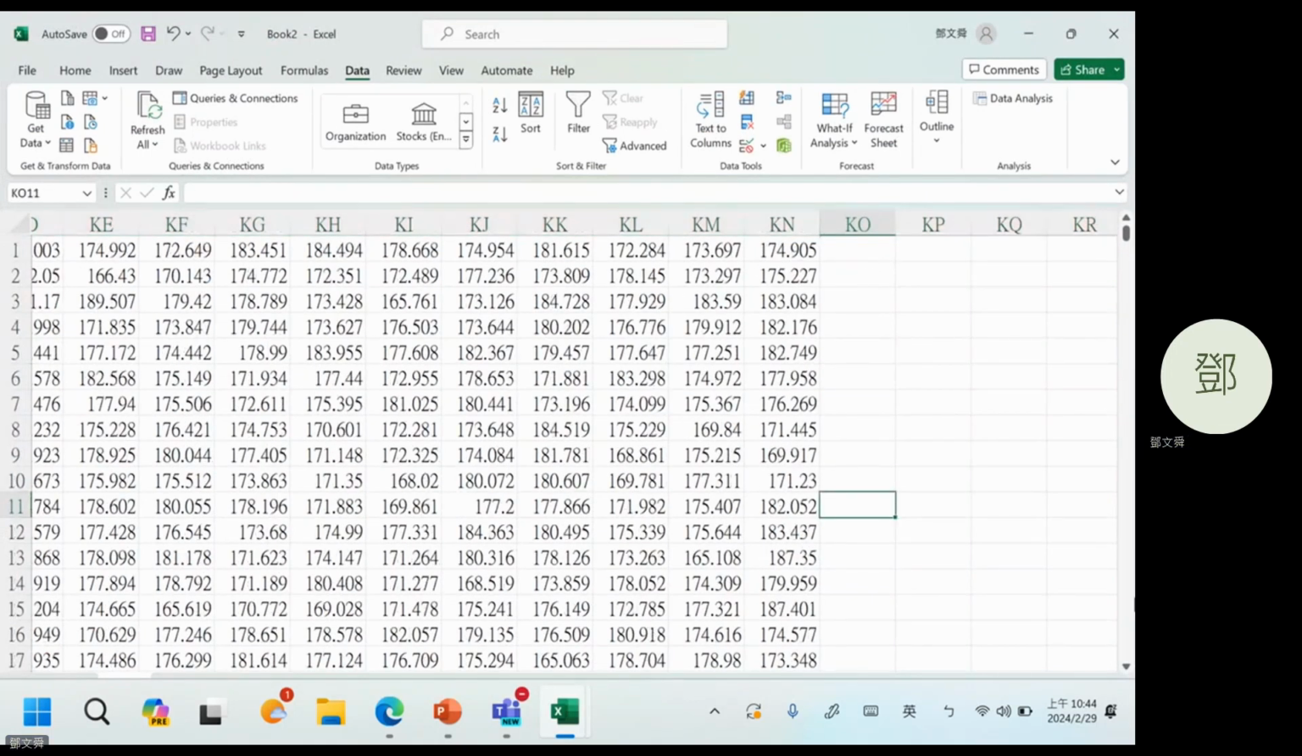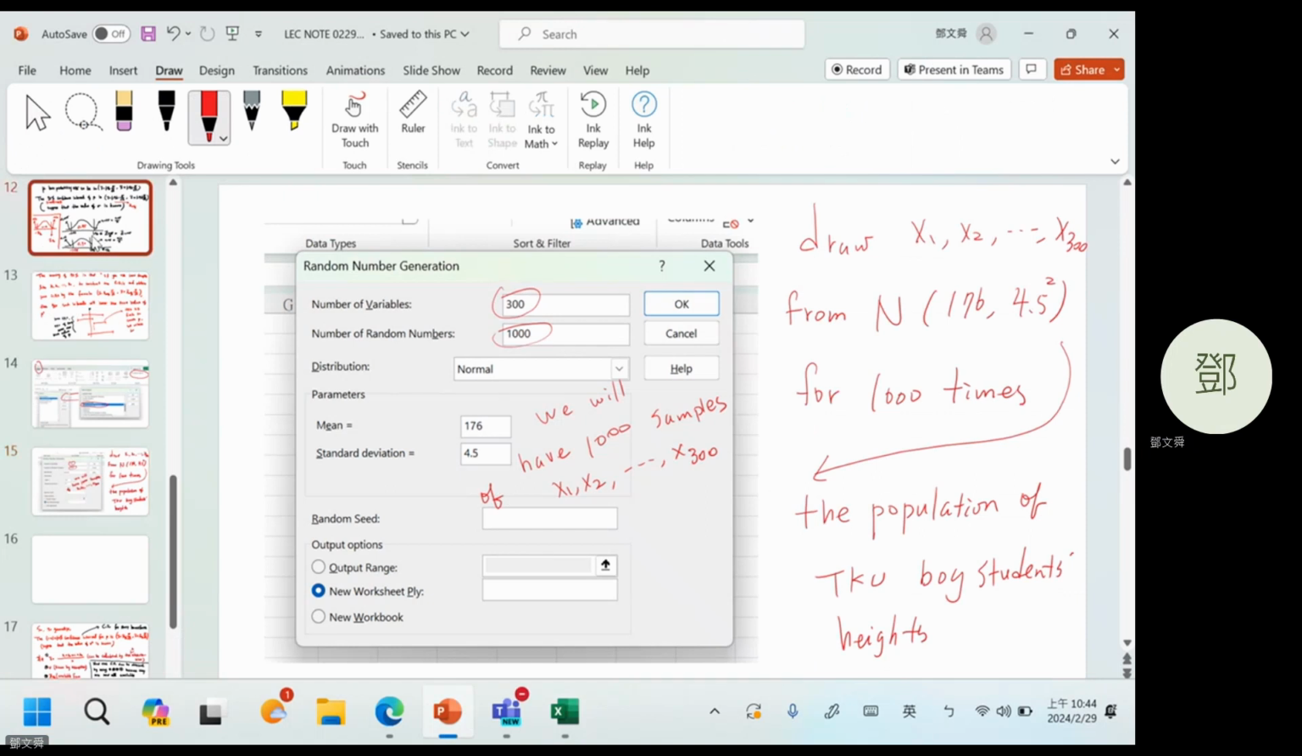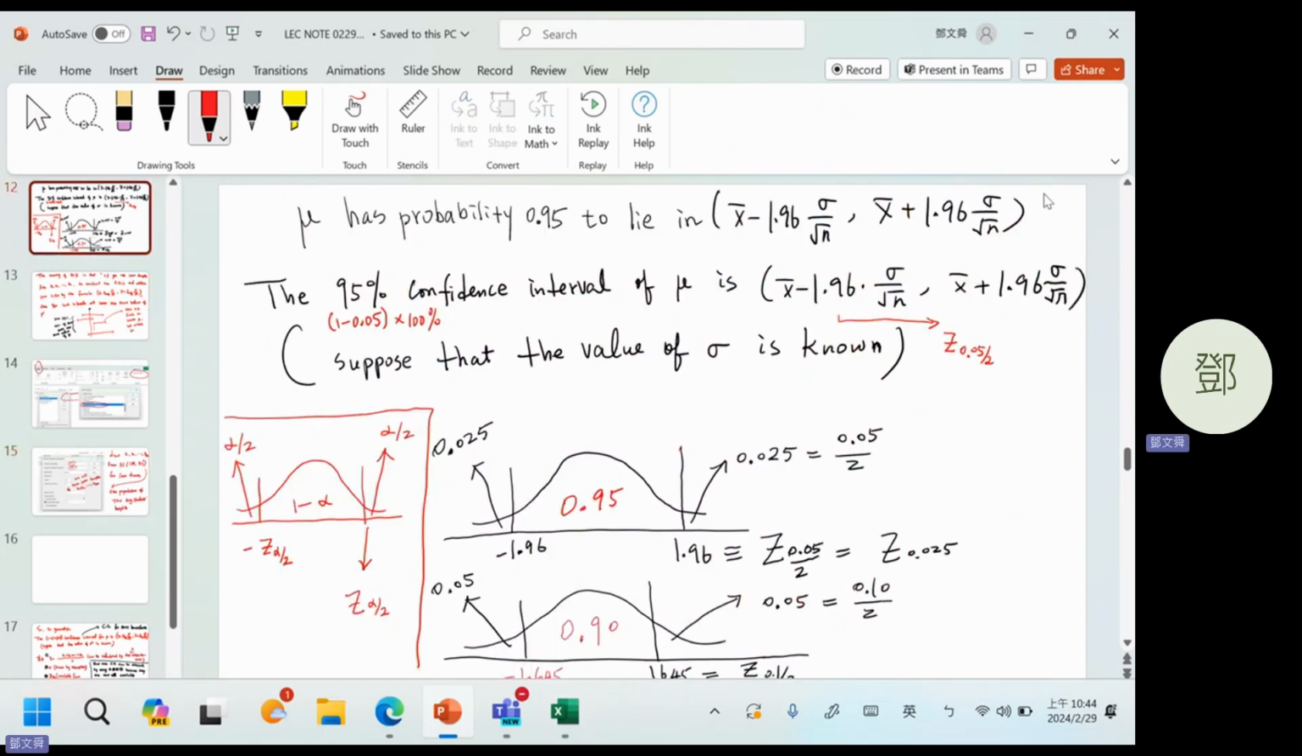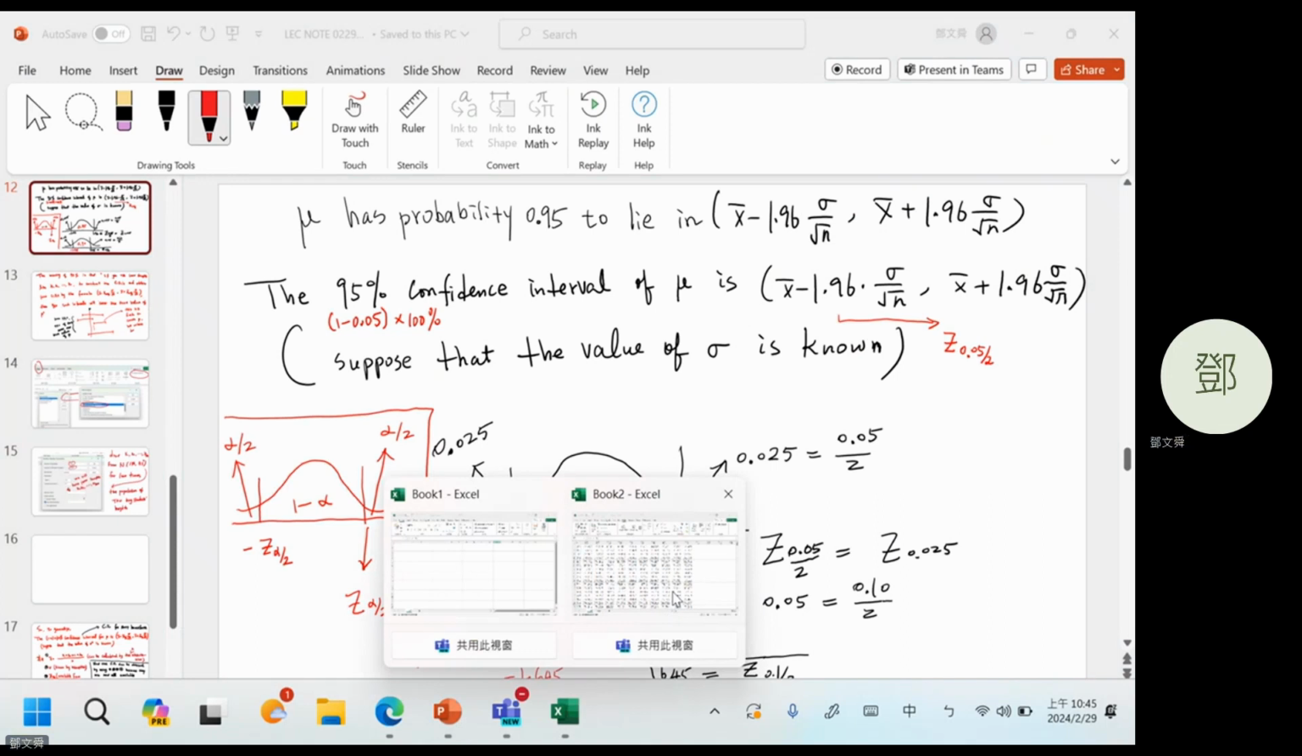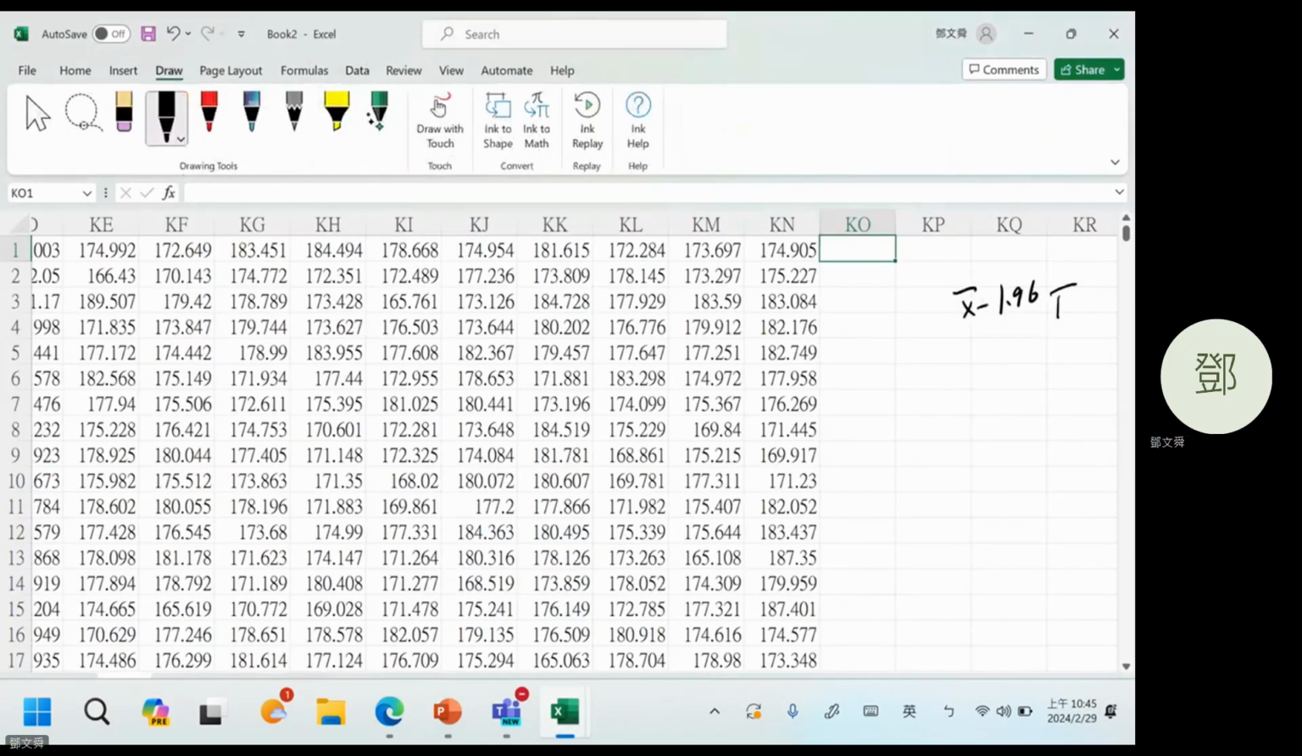Now, it is time to construct the confidence interval. What is the confidence interval? The confidence interval formula is here. This one. X bar minus 1.96 sigma over square root of n. And on the right hand side, that's the confidence interval. All right?